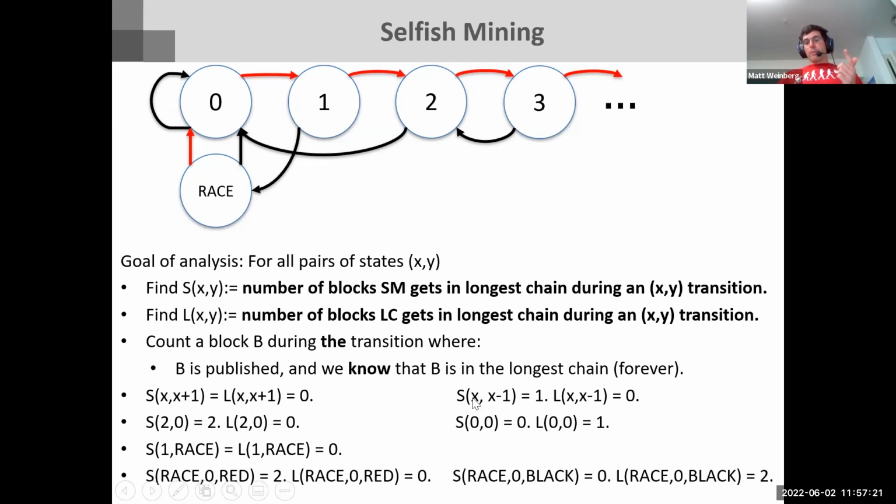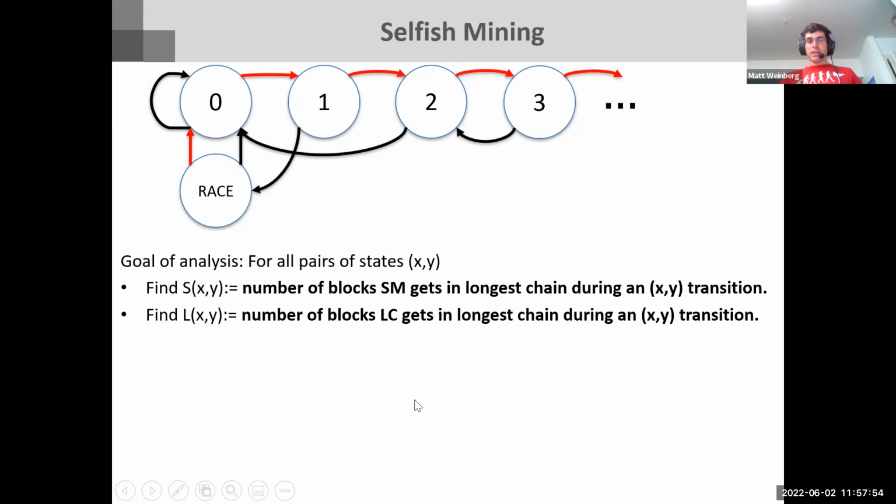Okay. How about when I go from x to x minus 1? When I go from x to x minus 1, this means that I had a lead of x. The honest group found a block. That block is actually not going to be in the longest chain. They broadcast it, but I know it's not going to be in the longest chain. So I'm not going to count that because that's going to be wrong. What it does do, however, is it triggers me to broadcast one block, and that block I know is going to be in the longest chain. So I'll count it. Okay, so the others follow similarly.